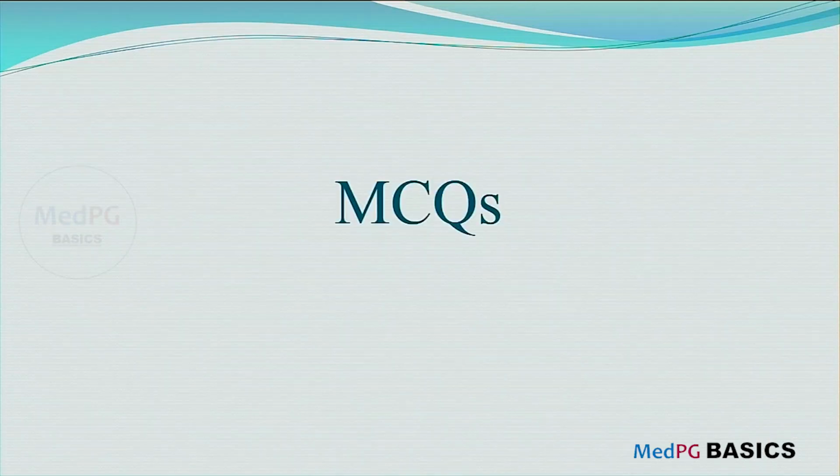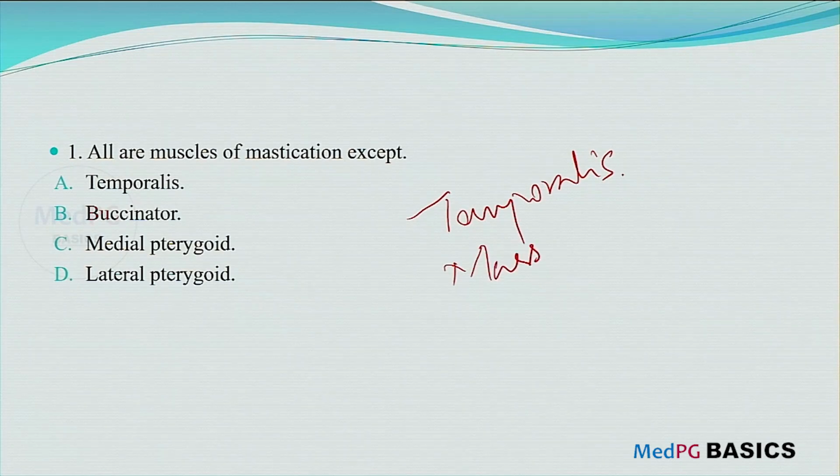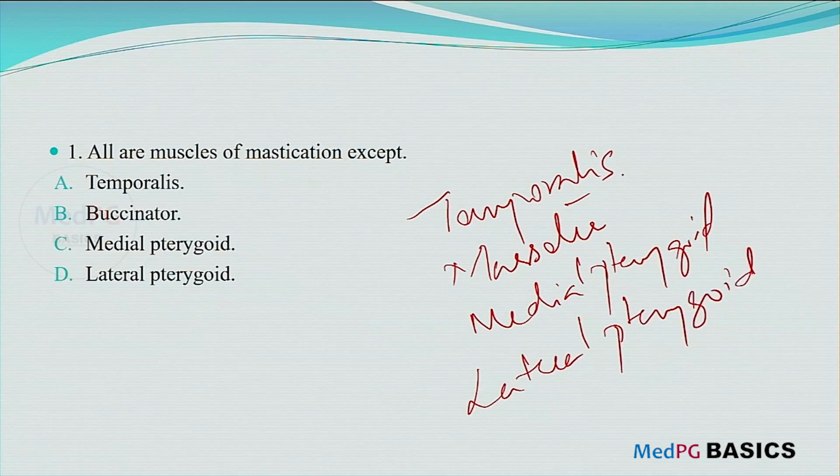Now before closing today's class, we'll try to go through certain MCQs which are commonly asked from this topic. Just have a look at the question. All are muscles of mastication except. So what are the different muscles of mastication? One is temporalis, then masseter, then medial pterygoid and lateral pterygoid muscle. So these are the four main muscles of mastication.